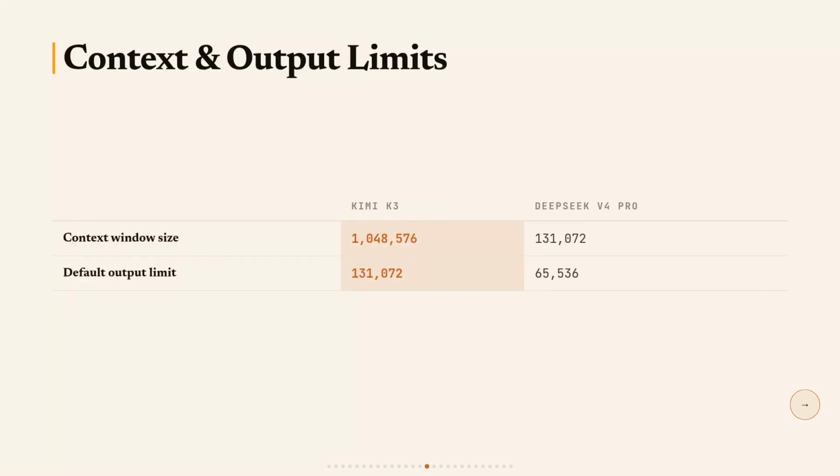Kimi K3 supports a full 1 million token context window, 8 times DeepSeek V4 Pro's 128K, and its default output limit is 131K tokens versus DeepSeek's 65K. So it can generate double the response in one pass. For huge codebases or long document review, Kimi K3 is the only one of these two that can even handle the job. GLM 5.2 has no published limits I could find.